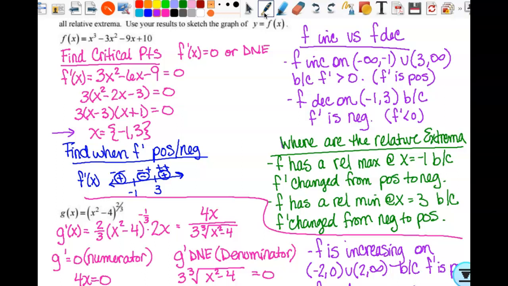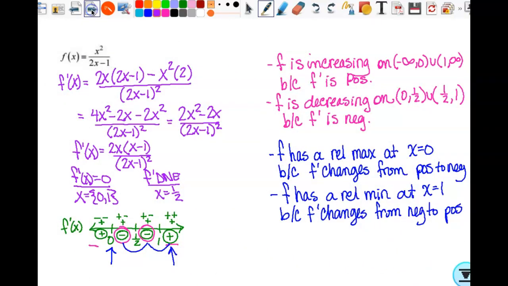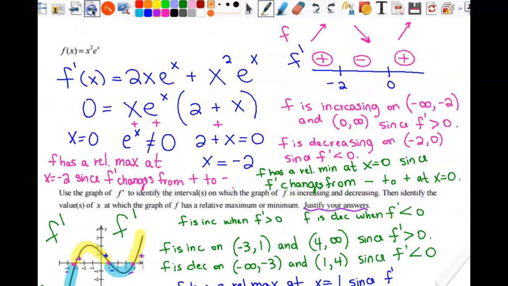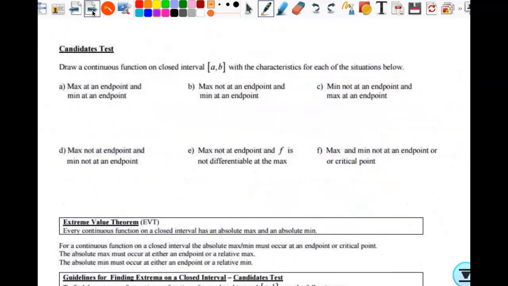So those were relative maximums and minimums, not over an interval, even though that's the title of the thing. It's just in general, here's some relative maximums and minimums for our entire function. So now we're going to get to an actual interval. Here we go, with the candidates test. Okay? So we're going to start off here.